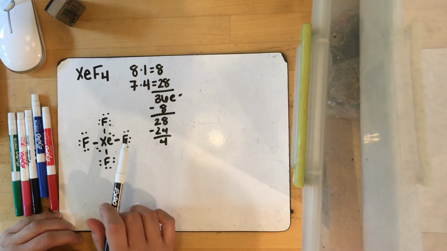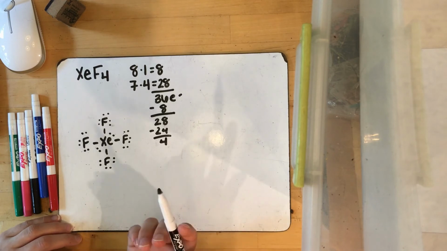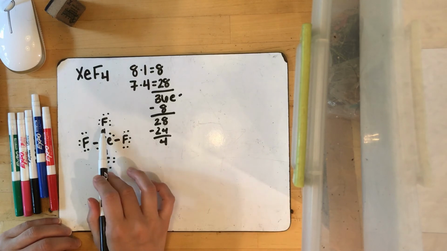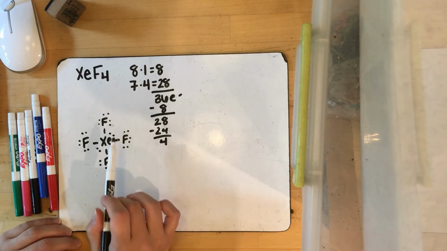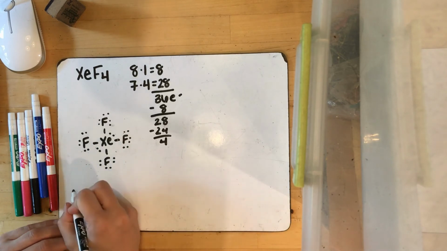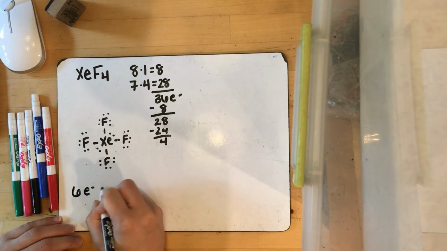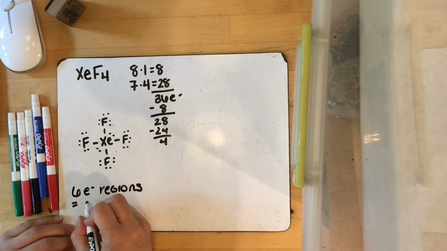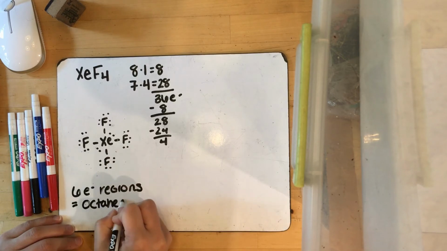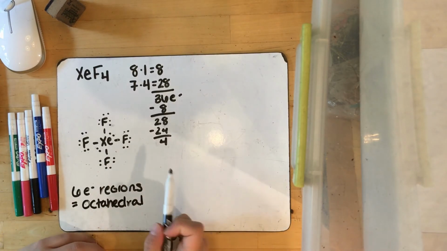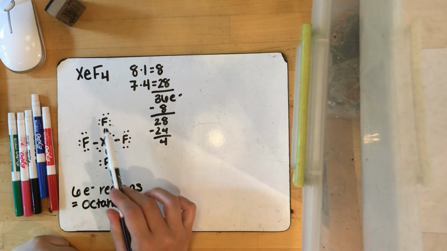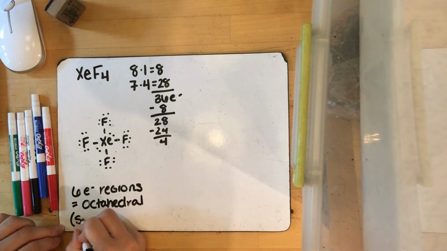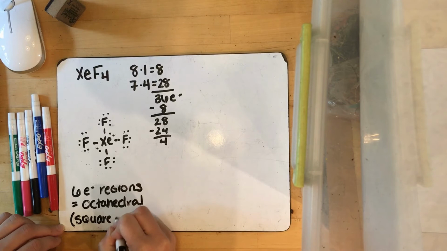So to figure out the shape of this, I first look at my number of electron regions. So for xenon, I have 1, 2, 3, 4, 5, 6. I have 4 bonds and 2 lone pairs. So we have 6 electron regions. When we have 6 electron regions, that means it's going to be octahedral in shape. However, I only have 4 bonds. 2 of those regions are lone pairs. So the shape of my bonds is actually going to be square planar.